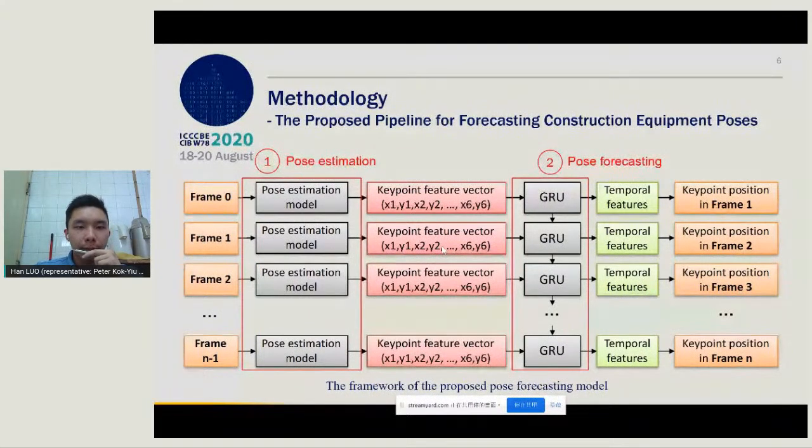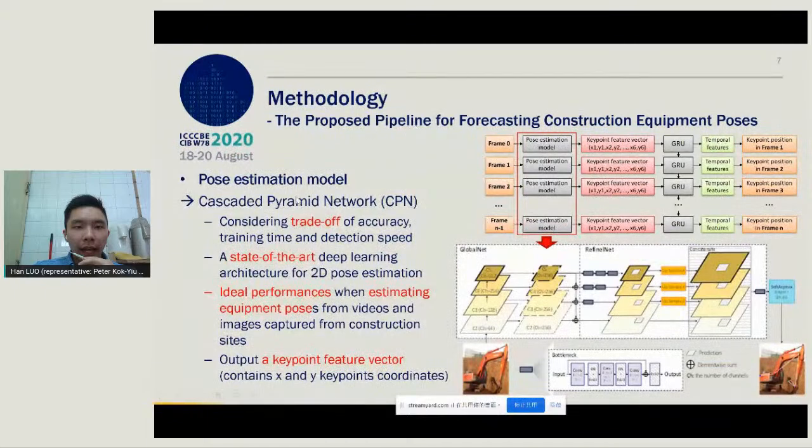First, we have a pose estimation module to get the pose of the equipment. And then we have the forecasting module, utilizing a type of recurrent neural network, GRU, to predict the pose in the next frame. For the estimation module, we use a cascaded pyramid network, which was the state of the art for 2D pose estimation. We will use that model to output the key points of, let's say, the excavator, and then jump into the next module.